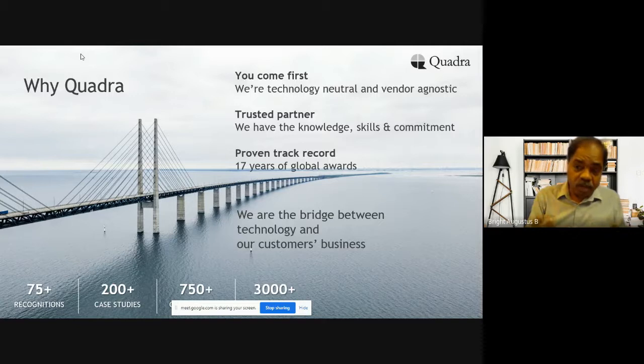We are vendor agnostic, which means we don't push a particular vendor's product just because they are well known to us, or we are long time partners with them, or it is bringing us a bigger margin or bottom line. No, we want to meet the need of the customers always. It's always the business needs that we are focused on, so that we will be able to provide the best solution for their business challenges. So it's always the customer who comes first when we talk about Quadra.